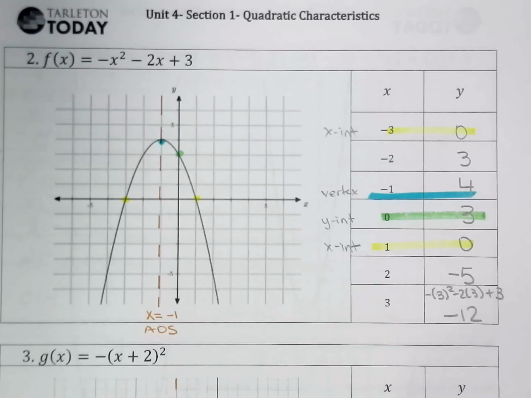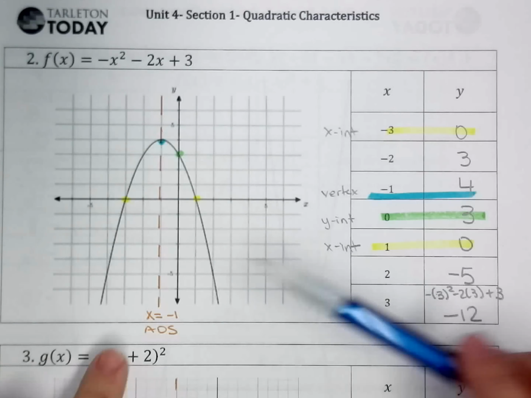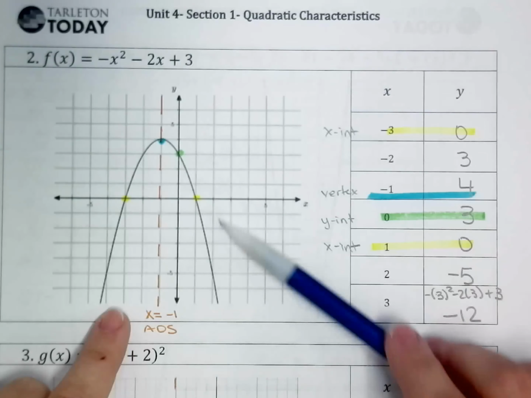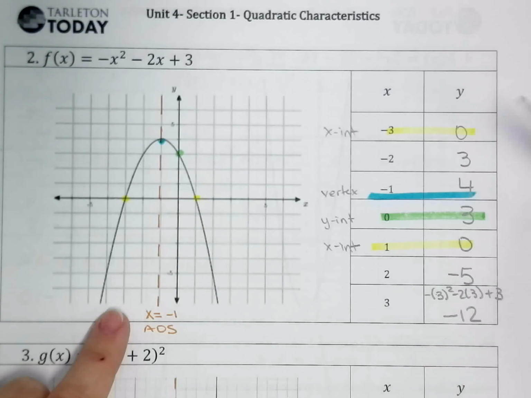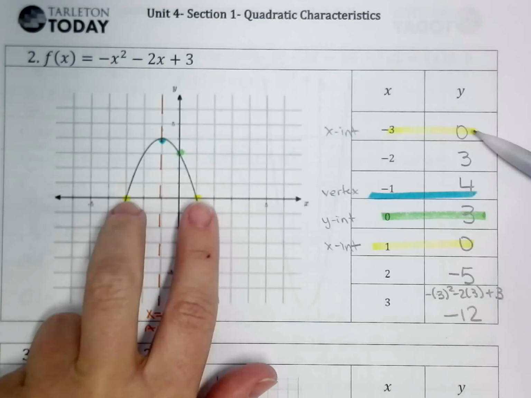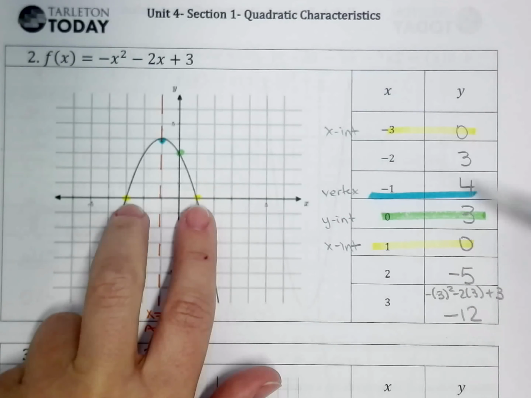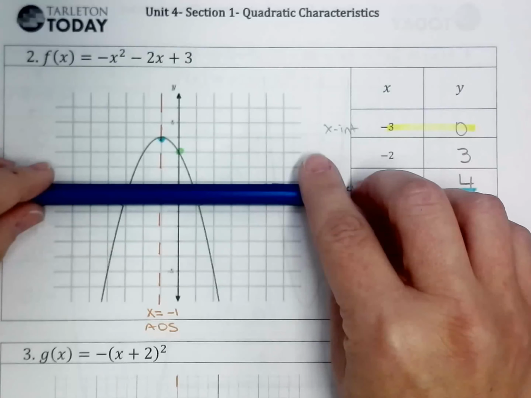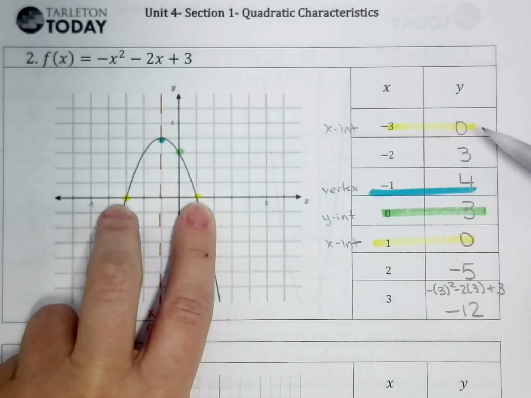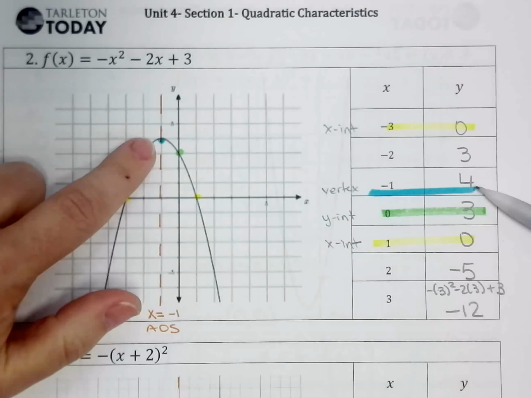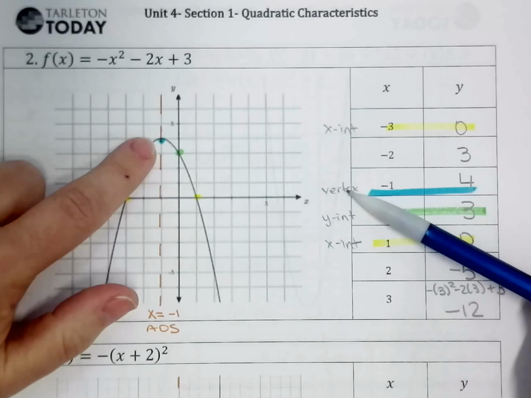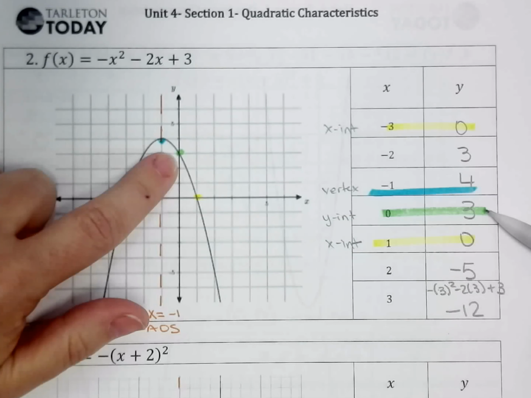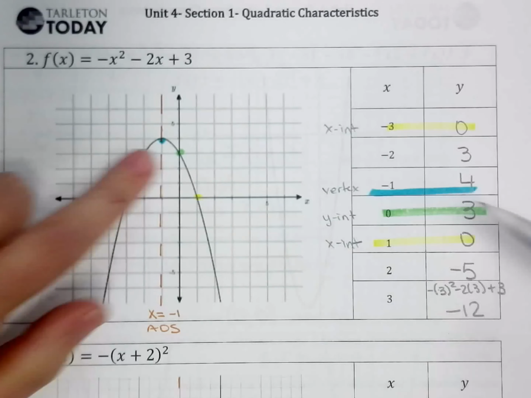Okay, so I have example 2. Now, this one is an upside down parabola. I still have the two x-intercepts, and I pull these points from the graph. Those points right there on the x-axis. The one in blue is the vertex. The one in green is the y-intercept, the point where it crosses the y-axis.